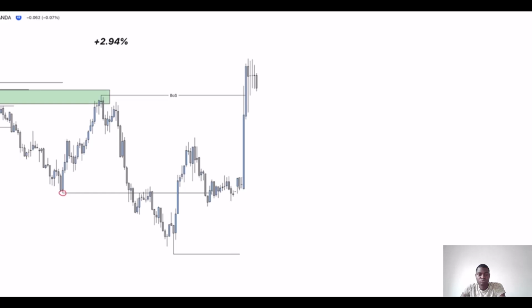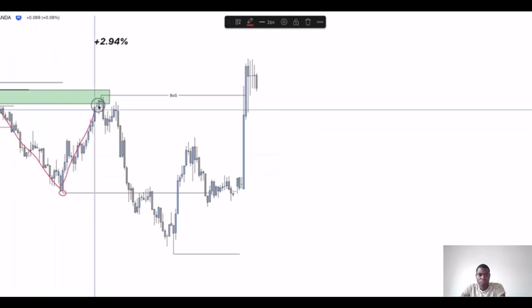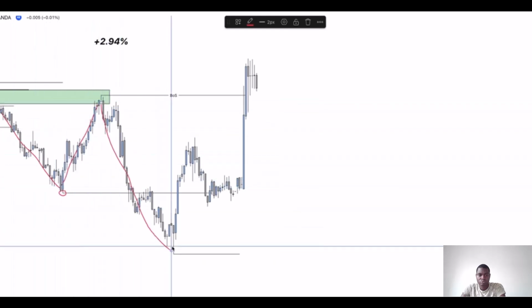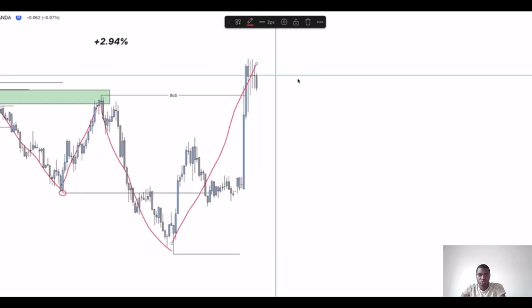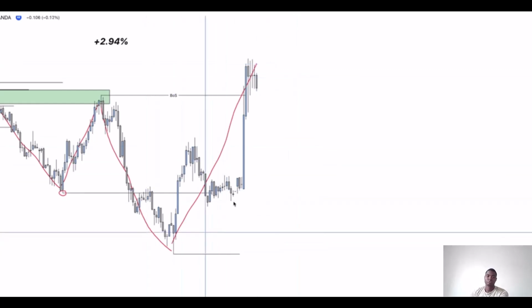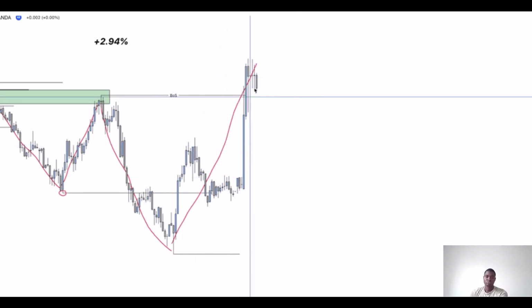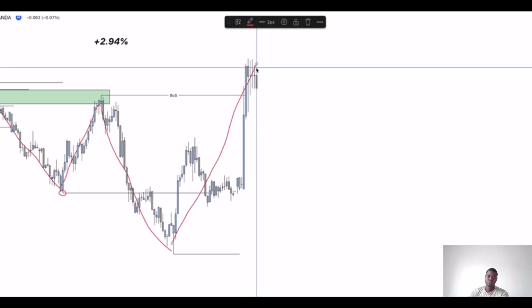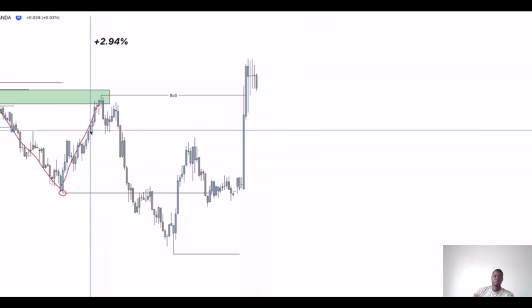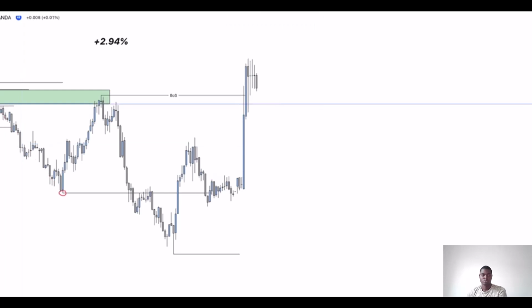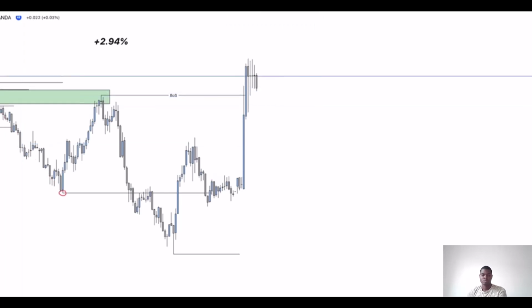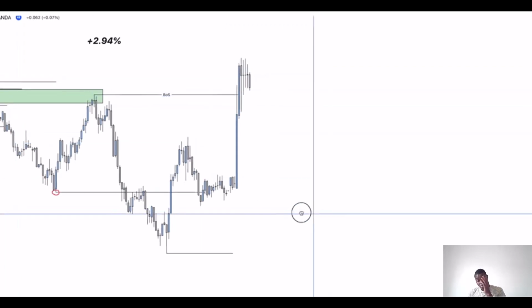So if we continue this structure mapping, we've got one impulse, correction, impulse, correction, impulse, correction, impulse. Now we've had another impulse, okay? So we had some internal structure mess around, and then we had a big push to the upside, which has created an impulse. What has this impulse done? This has given us a higher high. A higher high indicates the market is likely changing direction.